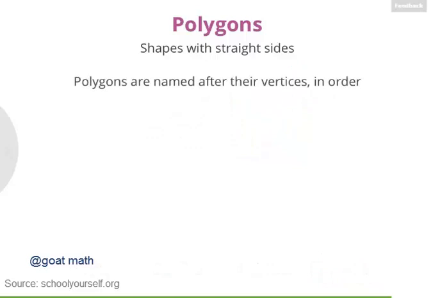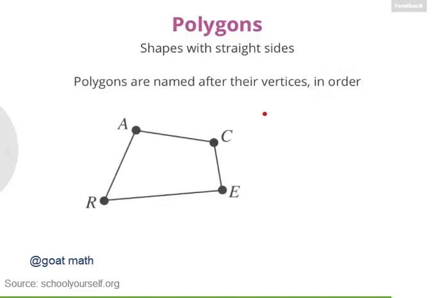Now in general, polygons are named after their vertices, or corners, in the proper order. So for example, here's a quadrilateral and we've labeled its 4 vertices. One name for this polygon is R, then A, then C, and then E. If you go from R to A to C to E and then back to R where you started, you go around the quadrilateral. So this is a correct name.